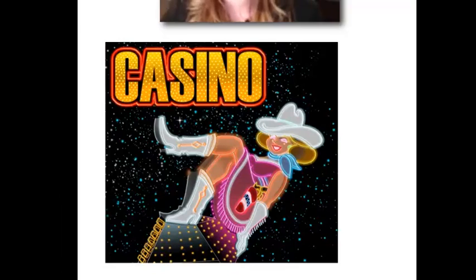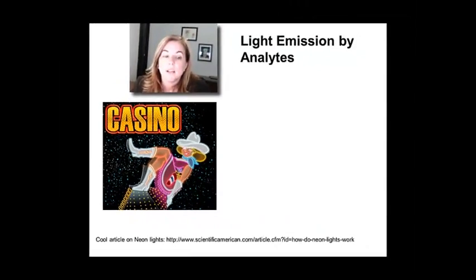It's going to have different ways of detection, different ways of excitation, and the spectrometers we use to detect it will be very different. There's a really good article on neon lights in Scientific American shown here if you want to read more about how they work. But in a neon light, what you're doing is you're putting a gas, and as you're going to see, it's really important in atomic spec to have a gas, not a liquid.